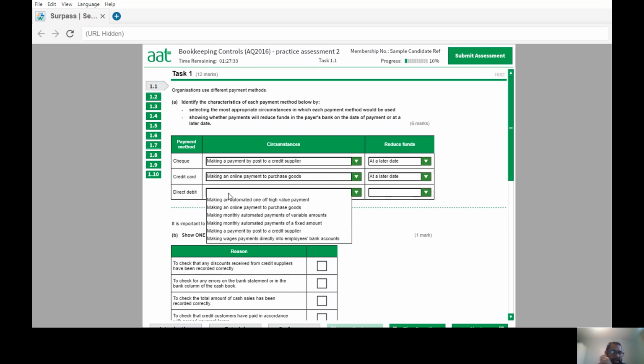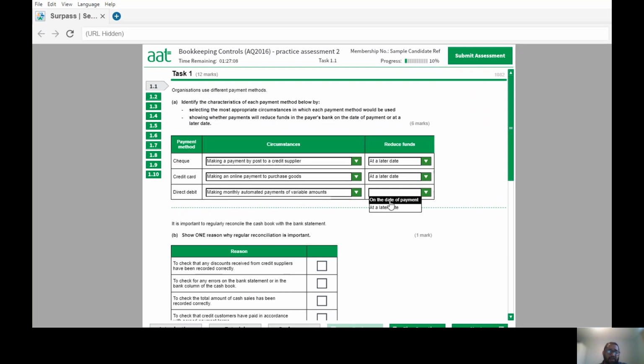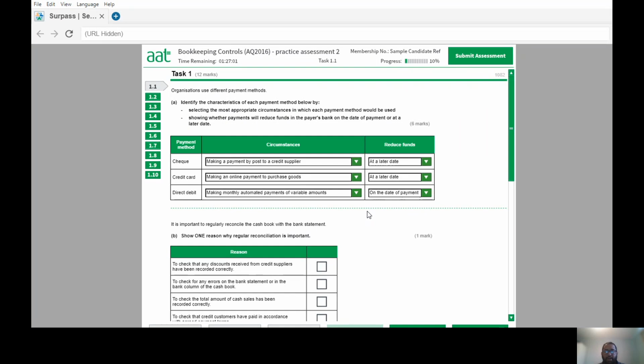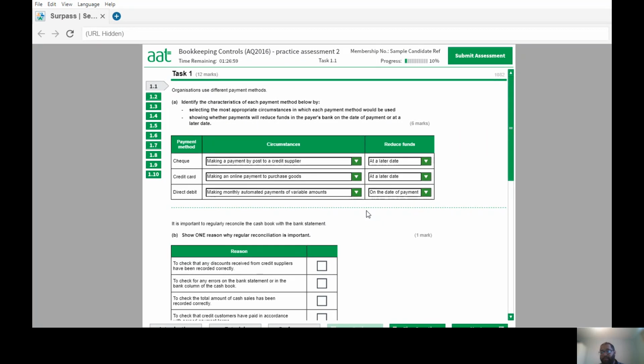And the last one, direct debit, is where you pay an automated amount, but it's going to be a variable amount each month. This time the payee will be requesting the funds, not us. So we don't have control over how much it is, but we can stop the direct debit. Normally the amount is requested by the payee. So in this scenario, for a variable amount of money, it is going to be on the same day, on the date of payment, that your direct debit will go out. So that is the suitable answer for that one. Let me check it quickly. Yep, fine.